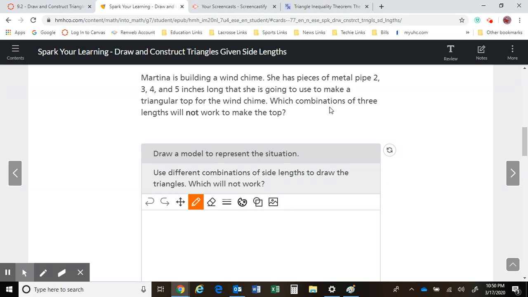Now, 2, 3, and 4 works. Why does it work? Well, 2 plus 3 is 5. Is 5 greater than 4? Yes. But if I use 2, 3, and 5, 2 plus 3 equals 5, and that's not greater than 5. If I use the 3, the 4, and the 5, well, 3 plus 4 is 7, and 7 is greater than 5, so that one works. So I've got a couple combinations that work, and a combination that doesn't work.